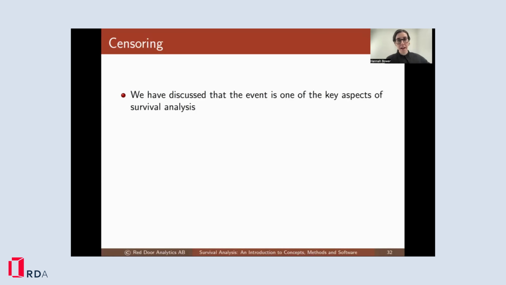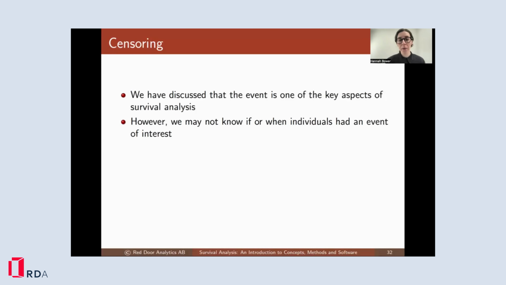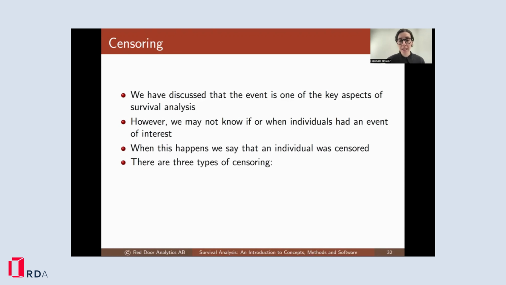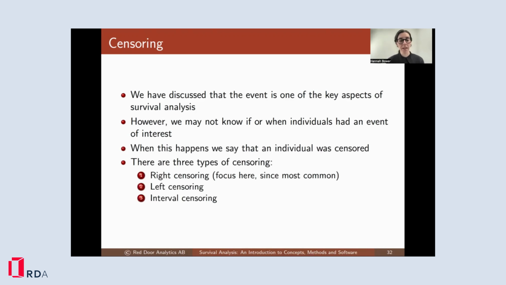So we've discussed that the event of interest is one of the key aspects of survival analysis, along with time. However, we may not know if or when individuals had an event of interest. When this happens, we say that an individual was censored. There are three types of censoring to note. There is right censoring, and this is our focus since it is the most common type of censoring. There's also left censoring and interval censoring.